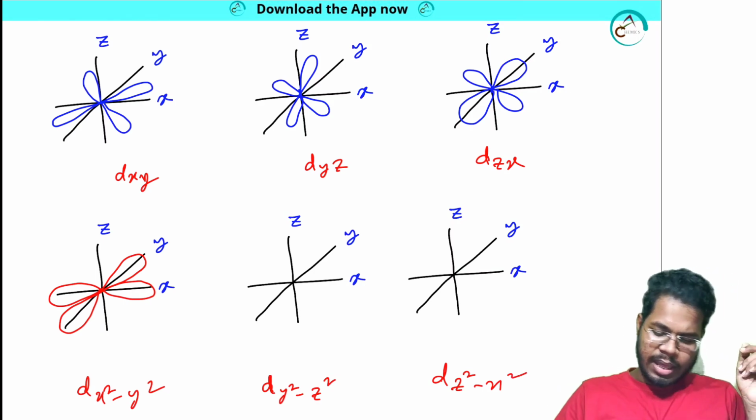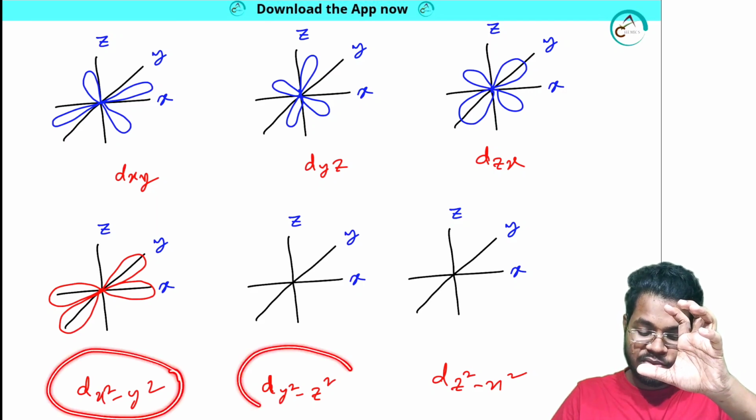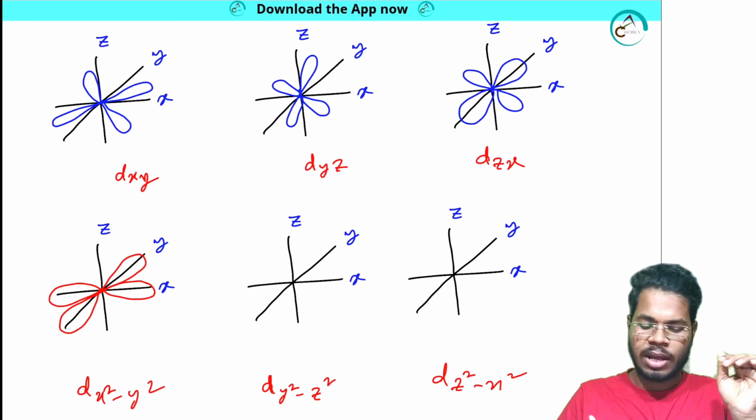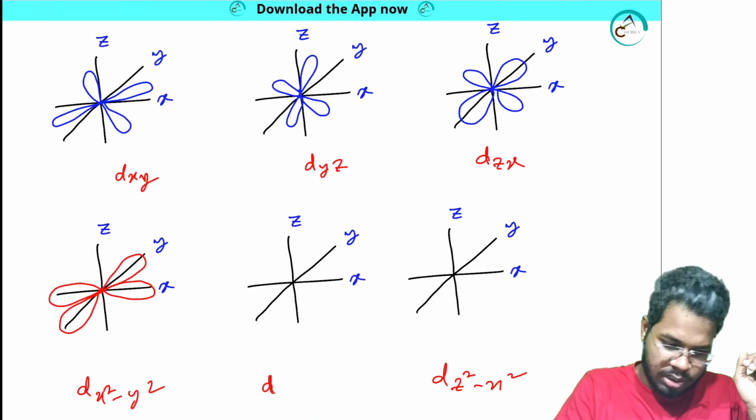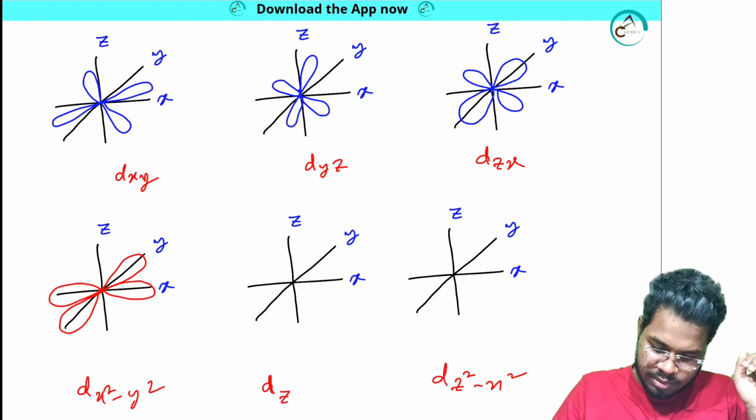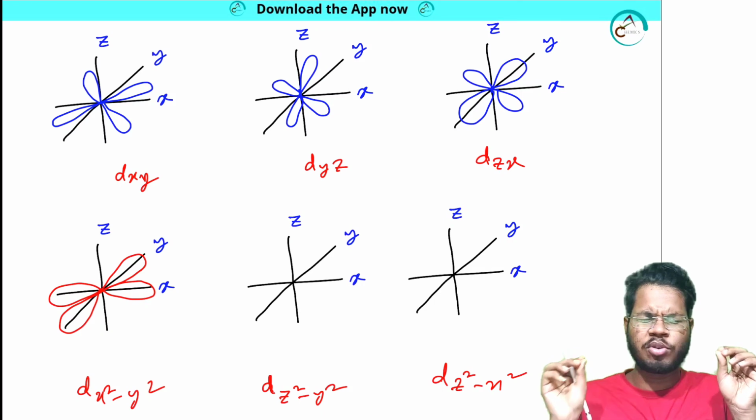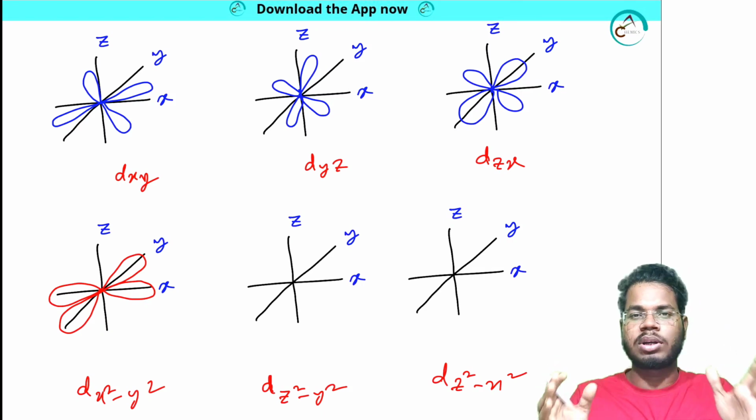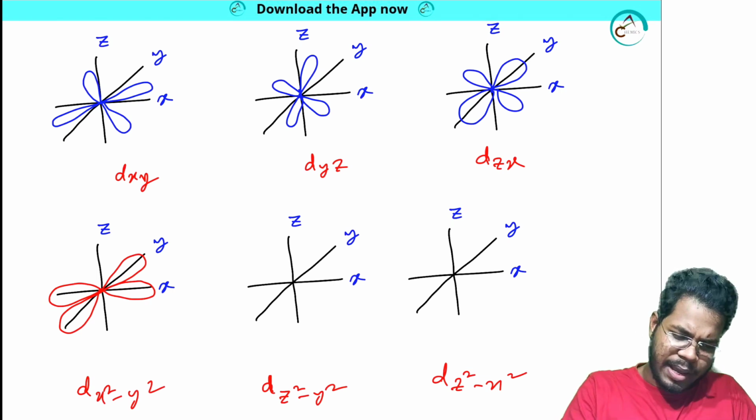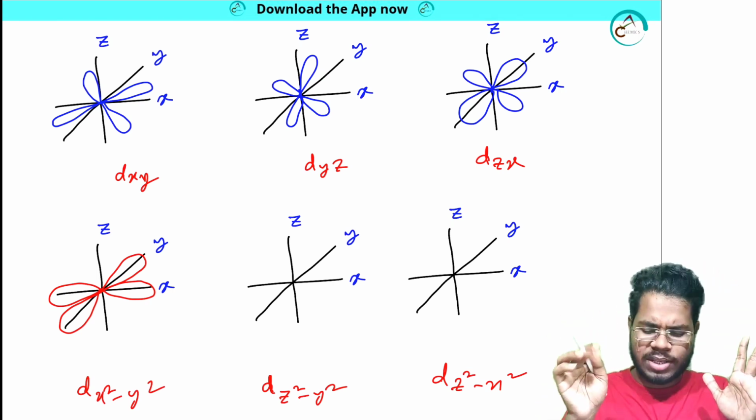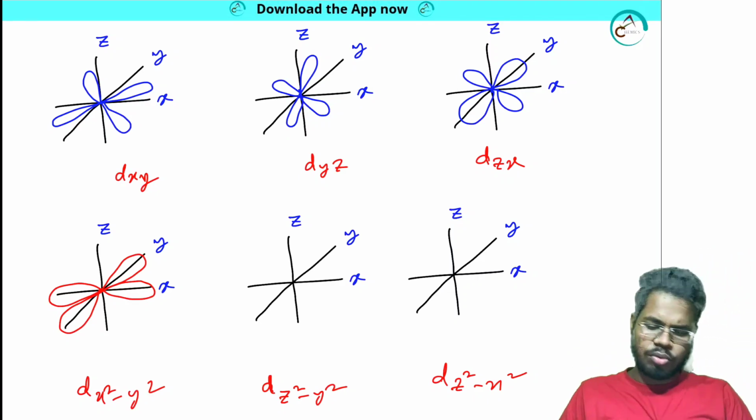But remember one thing, just try to understand what I am talking about. X square minus y square, then y square minus z square, and finally z square minus x square. But here it is not y square minus z square, just don't get confused over here. It's the opposite one, it's z square minus y square. Why is that? You need to do the quantum calculation, so this is not our business. So it will be like that. Not y square minus z square, it's z square minus y square.